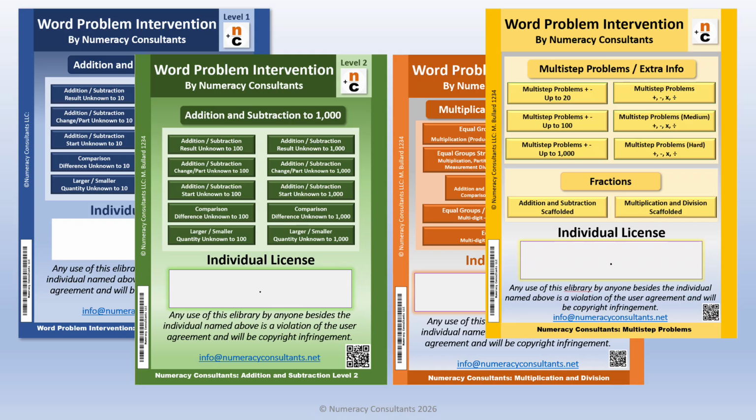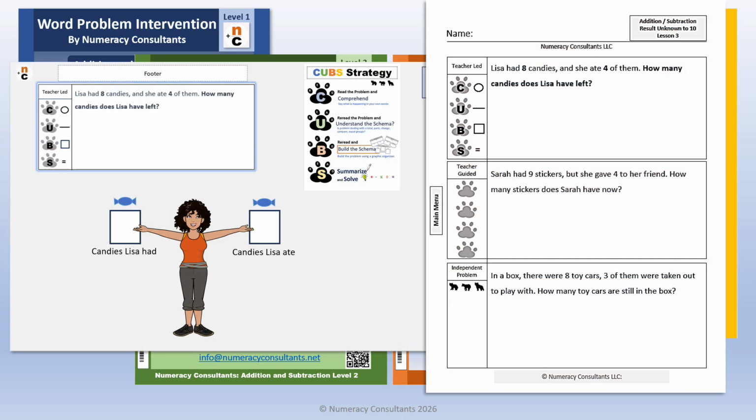In multiplication-division, users have access to the entire first unit of equal group structure, which includes an inverse sequence covering multiplication, product unknown, measurement division, and partitive division. Users also have access to 1 full unit from the multi-step problems book. Each book follows a consistent lesson structure with a teacher-led opening, a teacher-guided practice session, and an independent practice component.